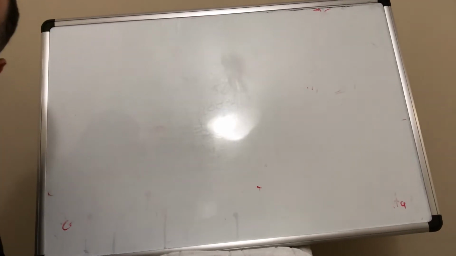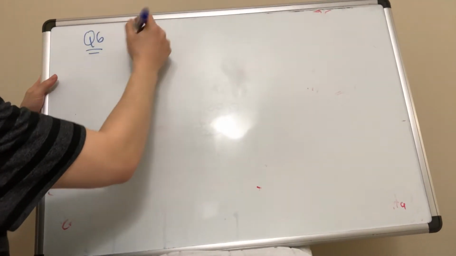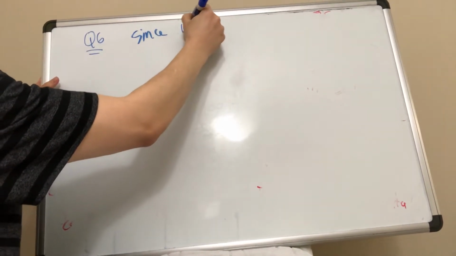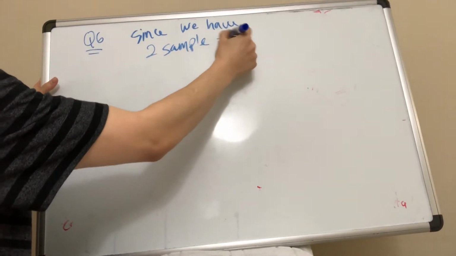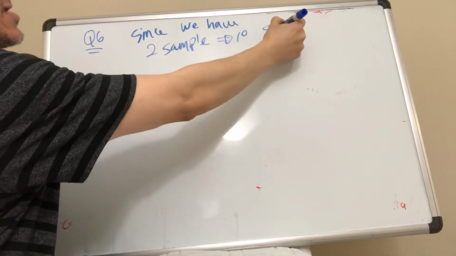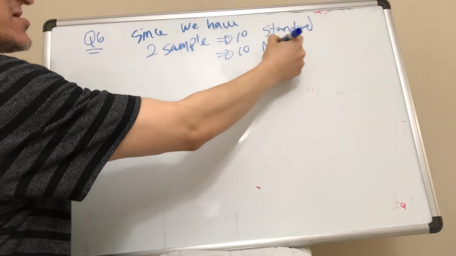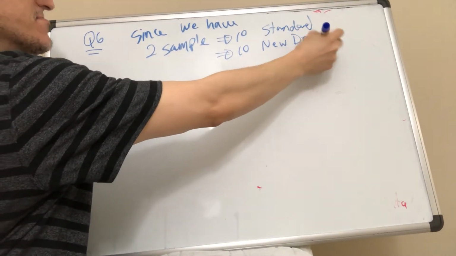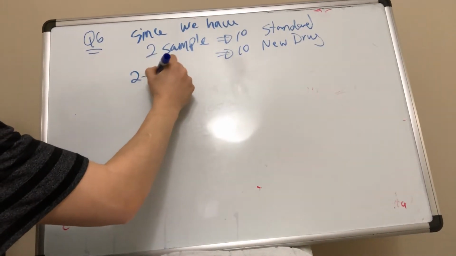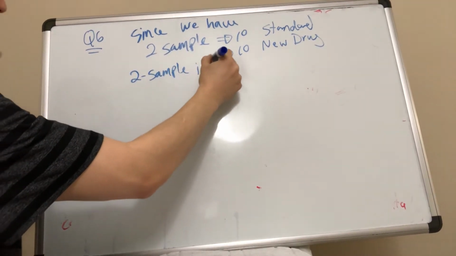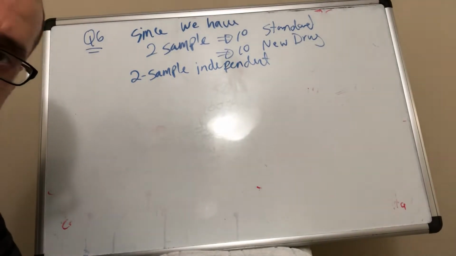Now, since there are 2 samples, question number 6, since you have 2 samples, we have 10 of them using the standard, and we have 10 of them using the new drug. That would make it a 2 sample independent. Anytime there are 2 samples in the question, that's an indication that you have an independent system.